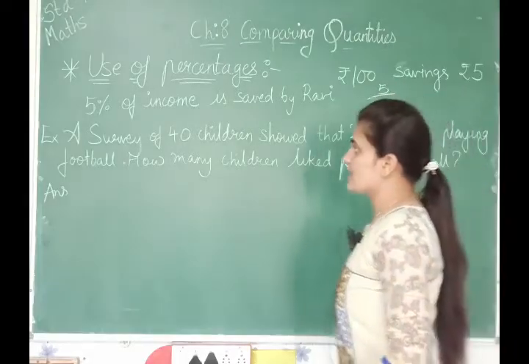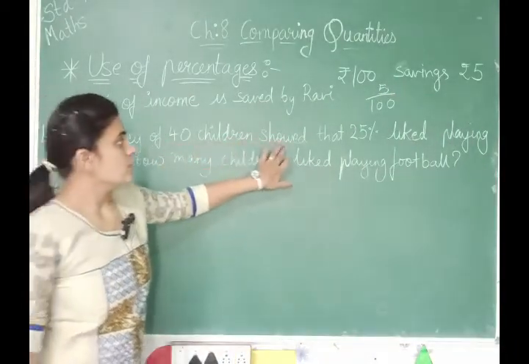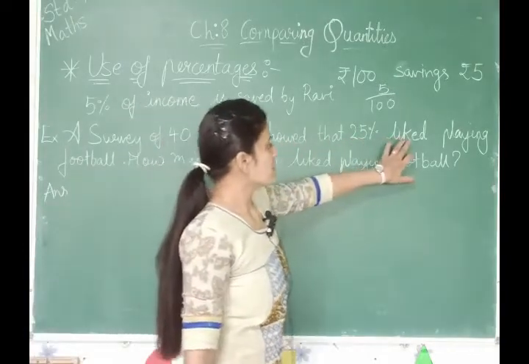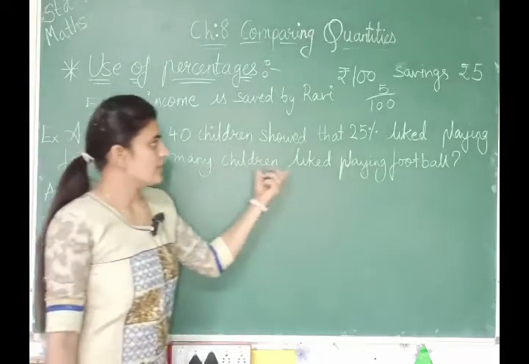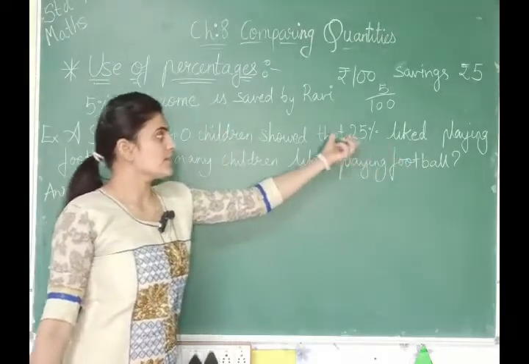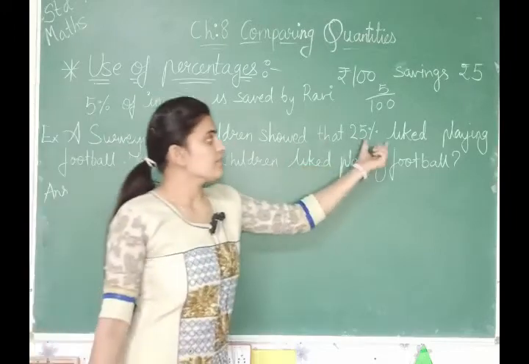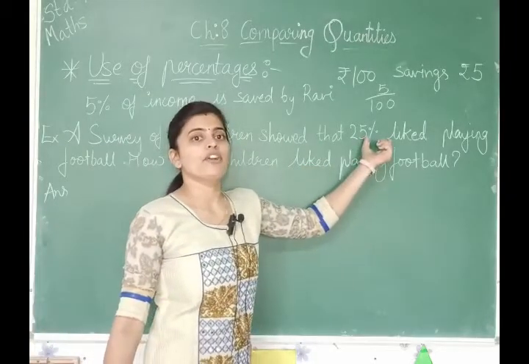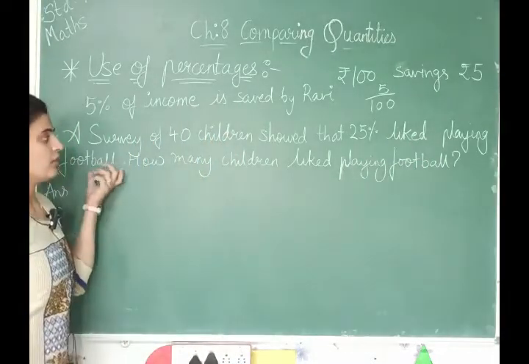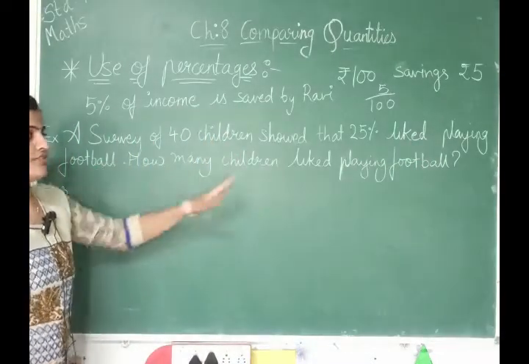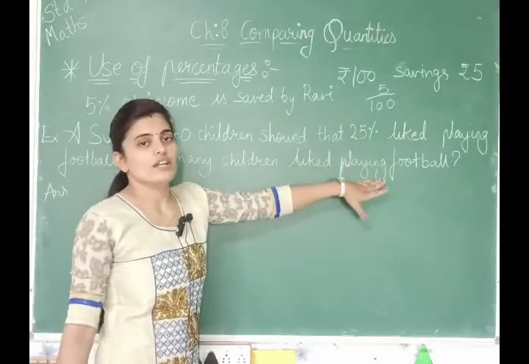Now let us see the example that a survey of 40 children showed that 25% like playing football. How many children like playing football? Now here something is given that out of 40 children, in the percentage form it is given that 25% like to play football. Now we have to find out the number. Percentage is given, we have to find out the number.